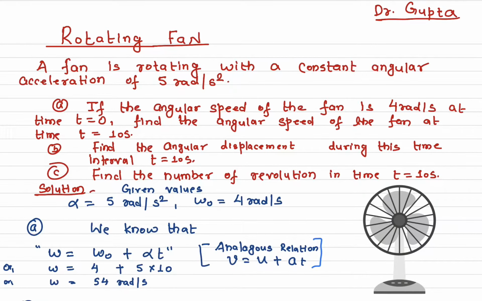In this video, I'll talk about a rotating fan. We are given a fan which is rotating with a constant angular acceleration. When it says constant angular acceleration, that means it is speeding up and the rate is given. It is just like a linear acceleration if you are in linear motion.